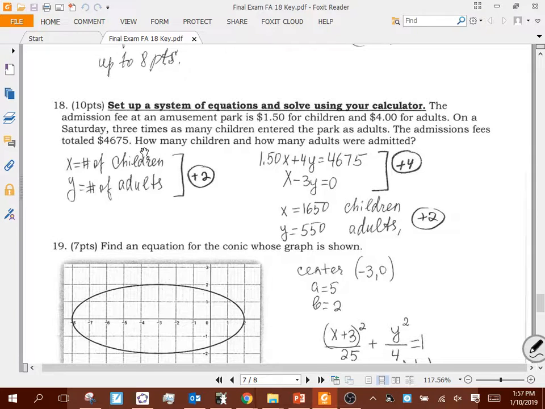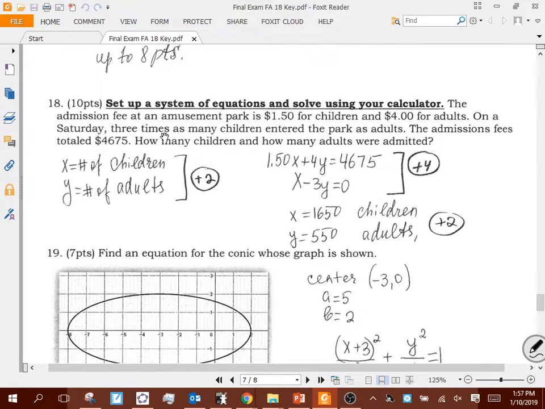That one right there. All right, so it says, on a Saturday, 3 times as many children enter the park as adults. Okay? 3 times as many children entered the park as adults. Do you know anything about adults? How many entered? No, they tell you most about children, right? So I let adults be the simplest variable, okay? And then 3 times that would be equal to the children. Does that make sense to everybody?